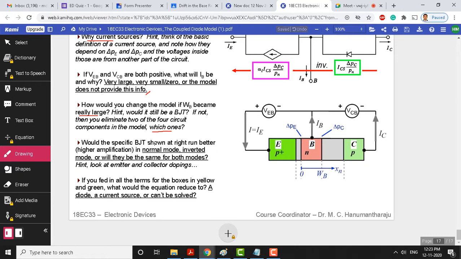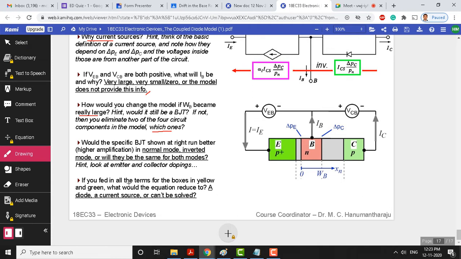Would the specific BJT shown at right run better for high amplification in normal mode or inverted mode? Or will they be the same for both modes? Just think of this: look at the emitter and collector dopings, and think of whether it is suited for amplification or not.